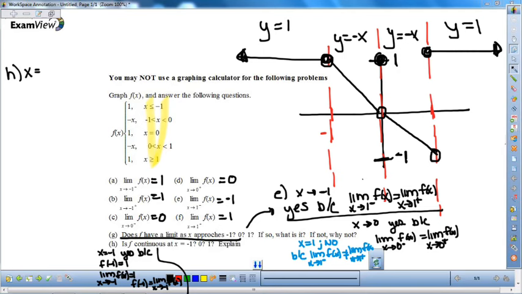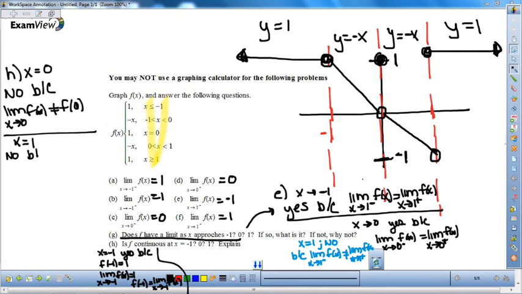At x equals 0, it is not continuous because the limit as x approaches 0 is not the point. Notice that my point is actually (0, 1). They're not the same, so it's not continuous. To show that something's not continuous, you just have to show that one of the three fails. So at x equals 1, my function is not going to be continuous because the limit did not exist.